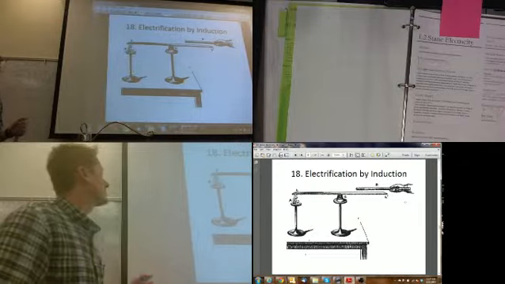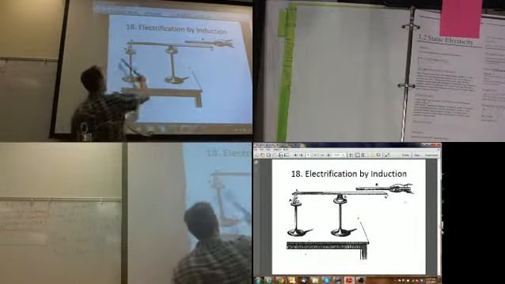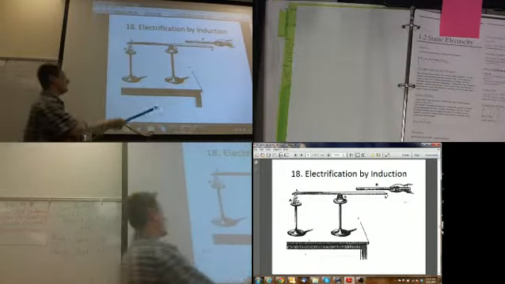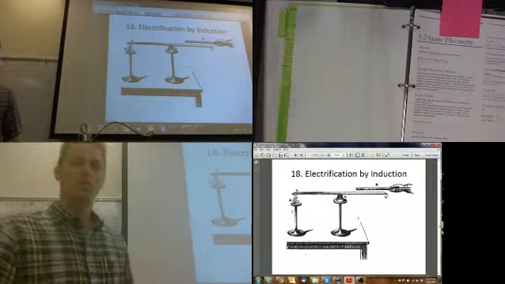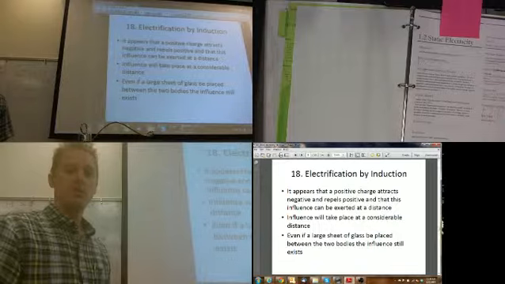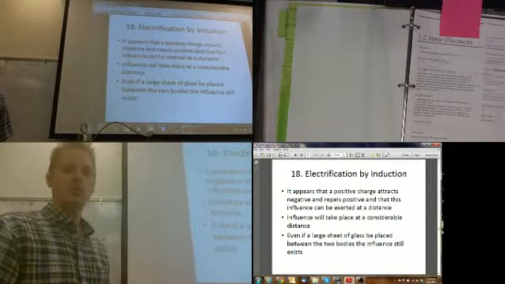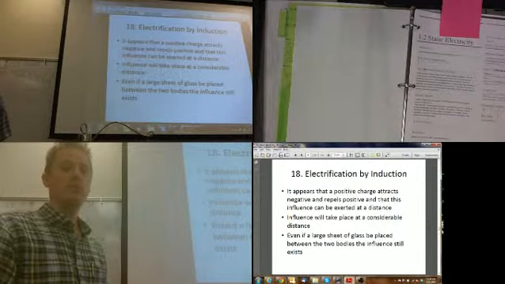This is conduction. This shows that a piece of wood set on a tumbler to prevent it from shorting to ground will cause the electricity to separate, and then on the other side you'll have paper. So that proves that wood is conductive. It appears that a positive charge attracts a negative and repels positive. This influence can be felt at a considerable distance.